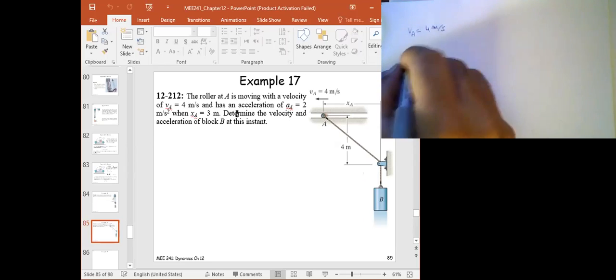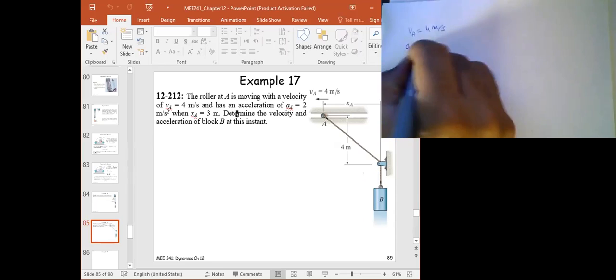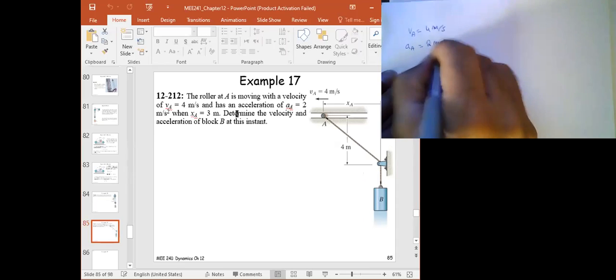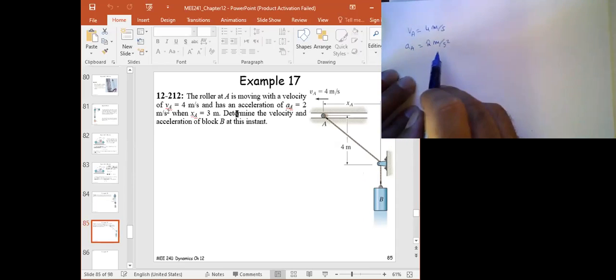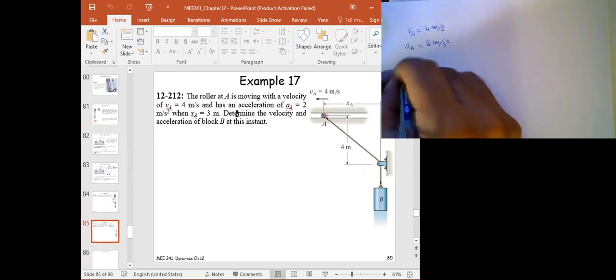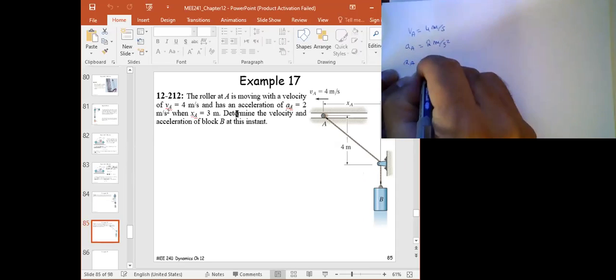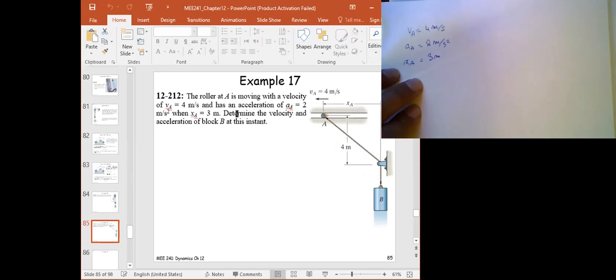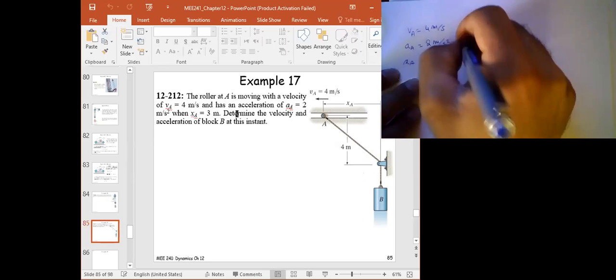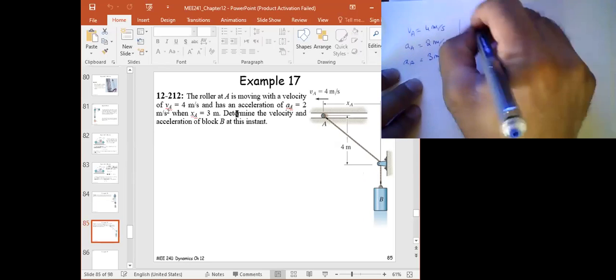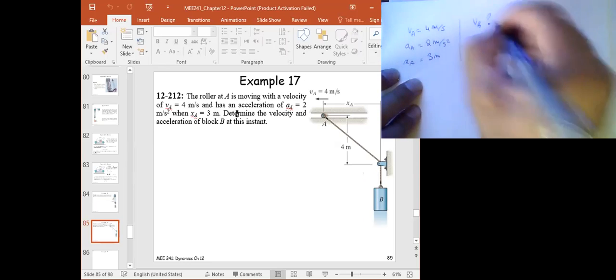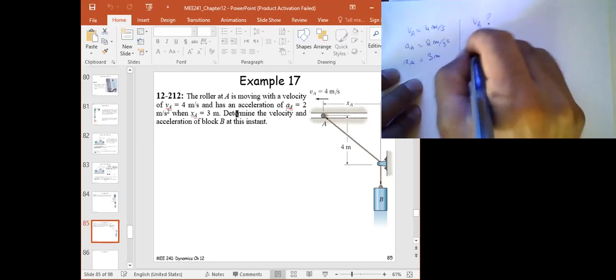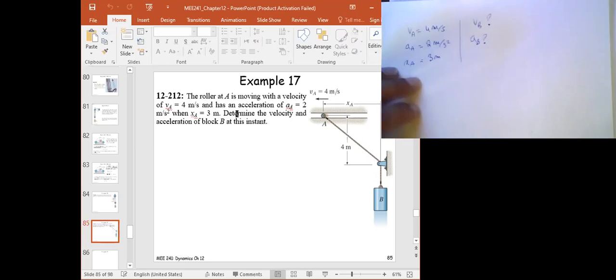And then we have the acceleration of A is equal to 2 meters per second squared when XA is equal to 3 meters. We would like to find the velocity and acceleration of block B at this instant. So we need to find the velocity of B, and then we also would like to find the acceleration of B. Okay, can someone help me out to solve this problem completely?